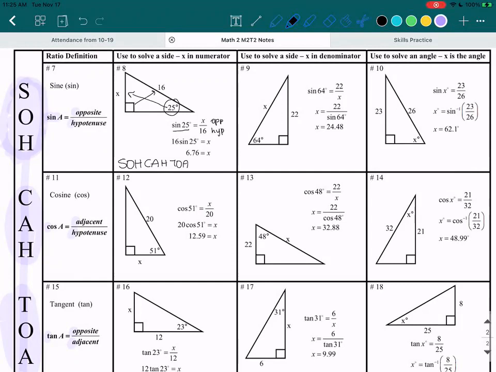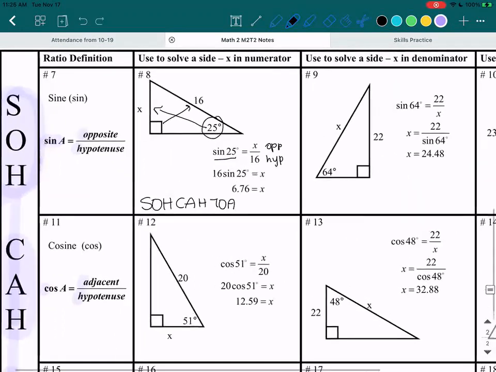Okay. So that was just like the example we did earlier. Then you could also have x in the denominator. It can be in the bottom. So let's say in box number 9, if you're looking at box number 9, let me zoom in a little bit actually. Here's your reference angle, and we're using the opposite and the hypotenuse. So we're still using sine, because sine is the opposite over the hypotenuse. You write sine of 64 degrees is the opposite, 22, over the hypotenuse x.